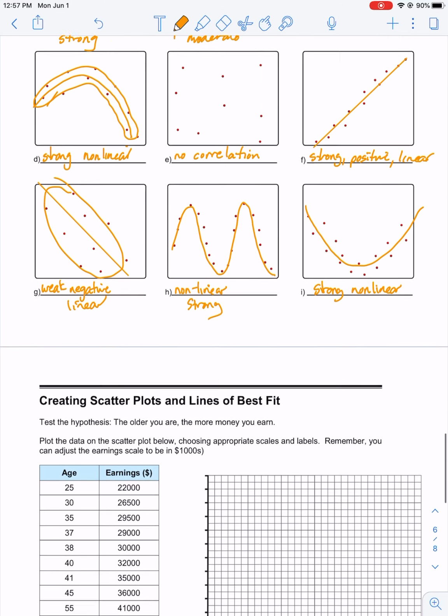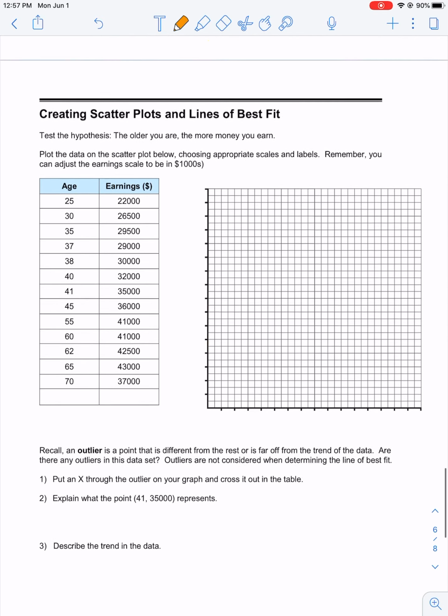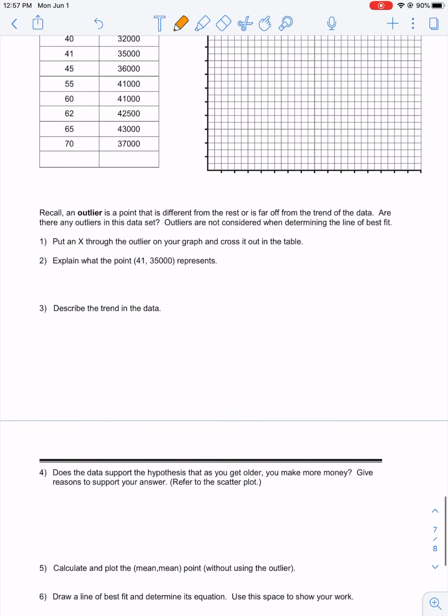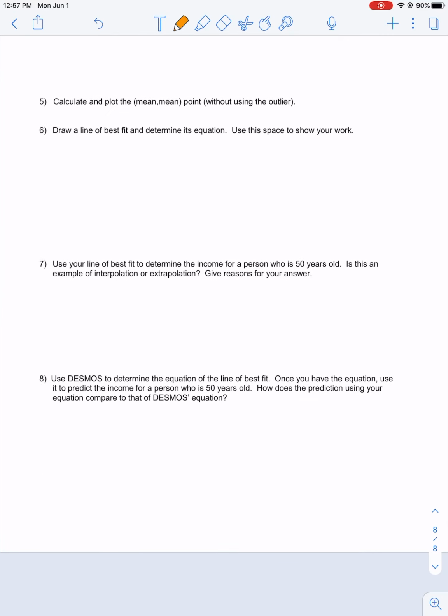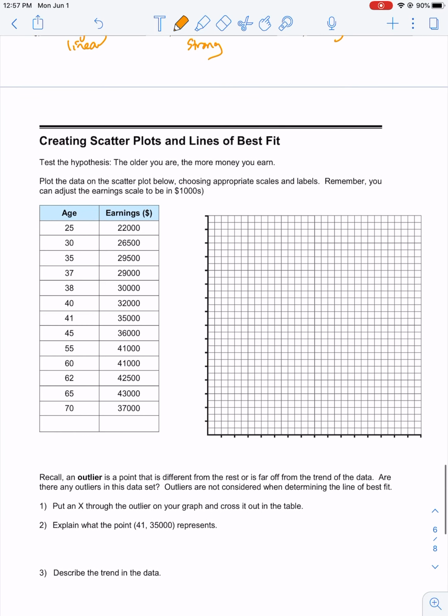All right, these last 2 pages are an assignment for you to do. You have some data here. Age is your independent and earnings is your dependent. Remember, your independent goes on the horizontal and the dependent goes on the vertical. Don't put your axes on wrong. Don't do them backwards. There's a little bit of extra information here, and I'm going to go over it before you start.